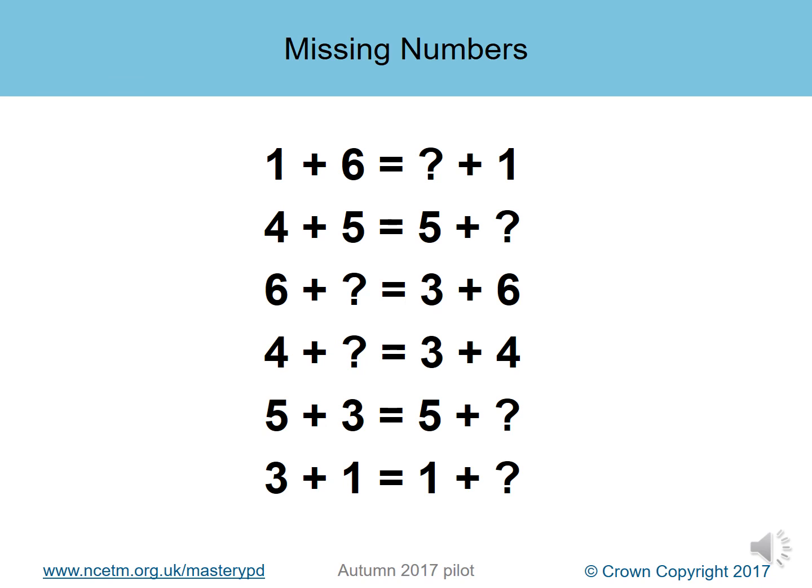So remember that, don't just put, okay, I'll just put 3 because 1 add 6 equals 3 add 1, because that wouldn't be right. Remember, they've got to balance. So if you had 1 add 6, what would the missing number be to go with 1 to make it balance? Pause the video, have a go at these balancing equations. Remember, they've got to be the same on either side. It has to balance.